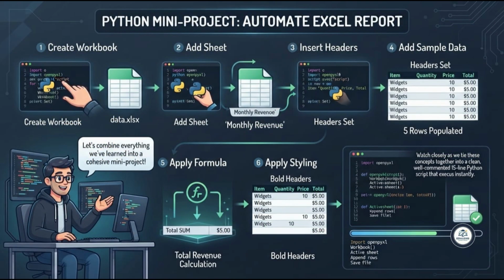Let's combine everything we've learned into a cohesive mini project. We will write a complete script that creates a blank workbook, adds a Monthly Revenue sheet, populates headers, inserts 5 rows of sample sales data, adds a formula row for total revenue, and applies bold styling to the headers. Watch closely as we tie these concepts together into a clean, commented 15-line Python script that executes instantly.